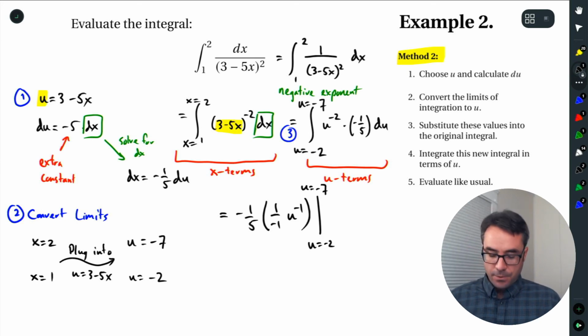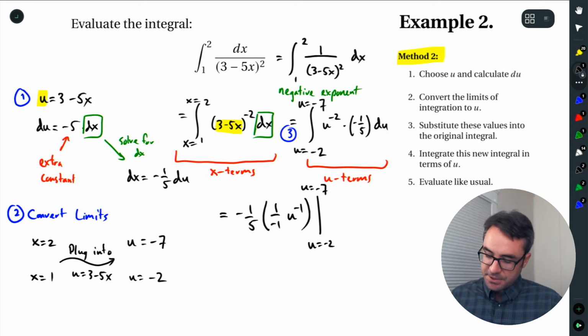And when you're switching over these limits of integration, make sure you don't mix up the order. For x equals 2, that was our upper limit. When we plug it in, we get negative 7. That has to be our upper limit as well. So just make sure you're being consistent. The lower limit becomes the lower limit. The upper limit stays the upper limit.